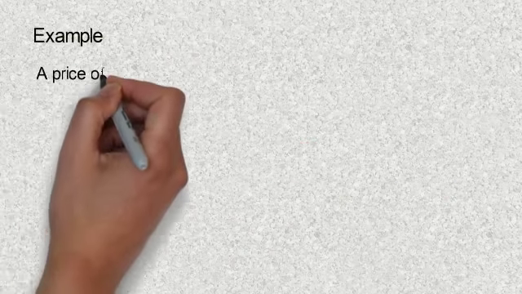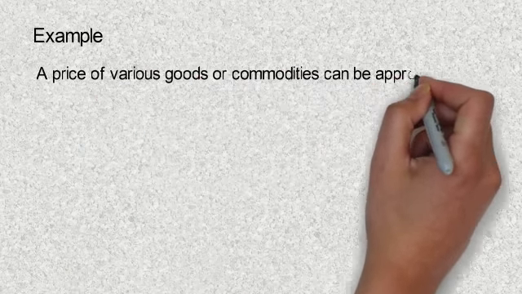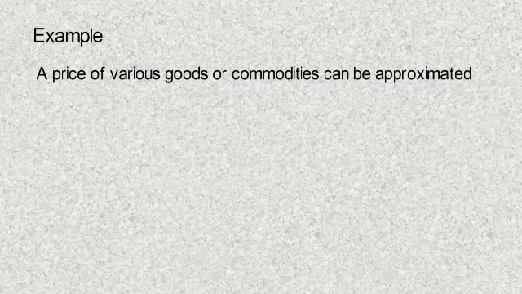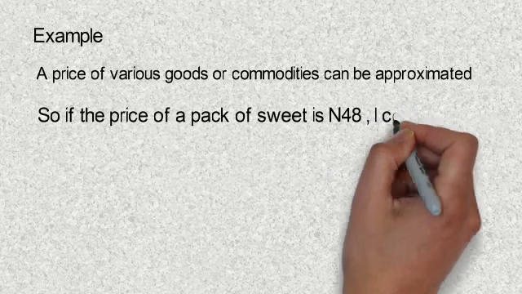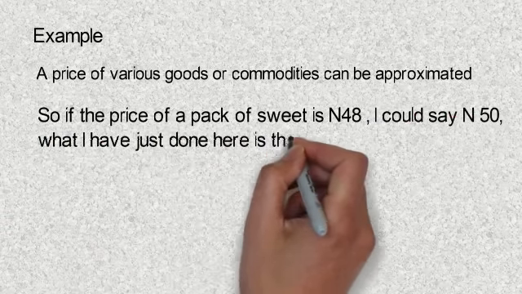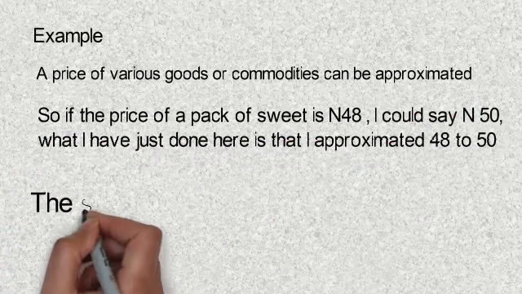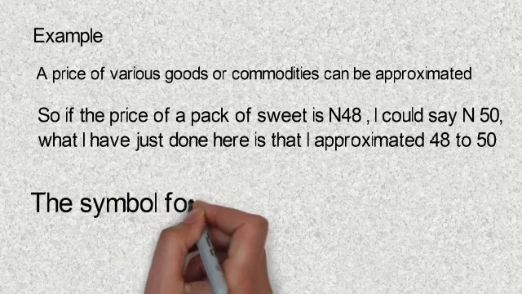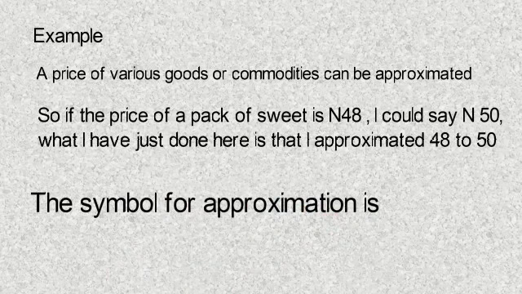For example, the price of various goods or commodities can be approximated. So, if the price of a pack of sweets is 48 naira, I could say 50 naira. What I have just done here is that I approximated 48 to 50. And the symbol for approximation is this. Can you see that?